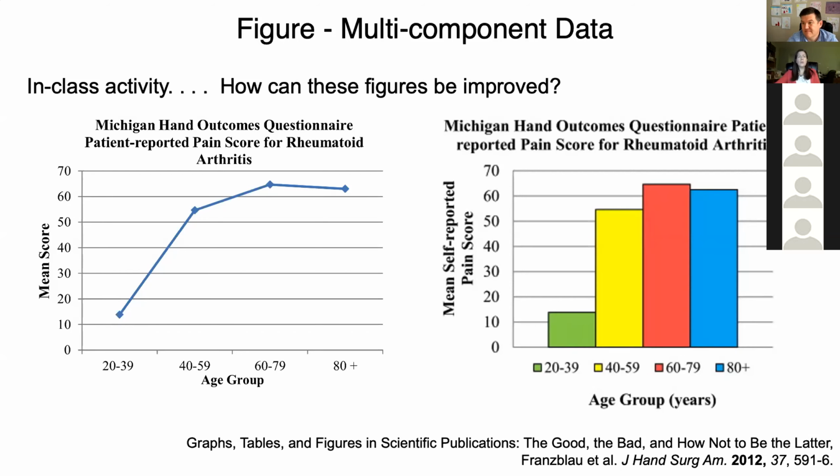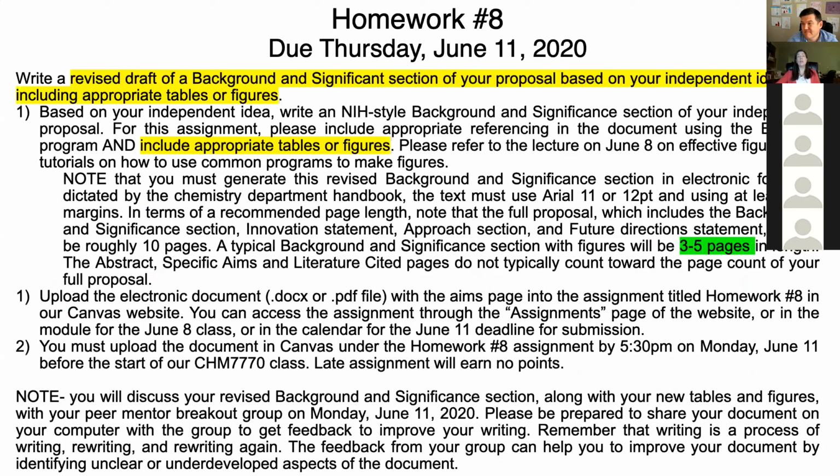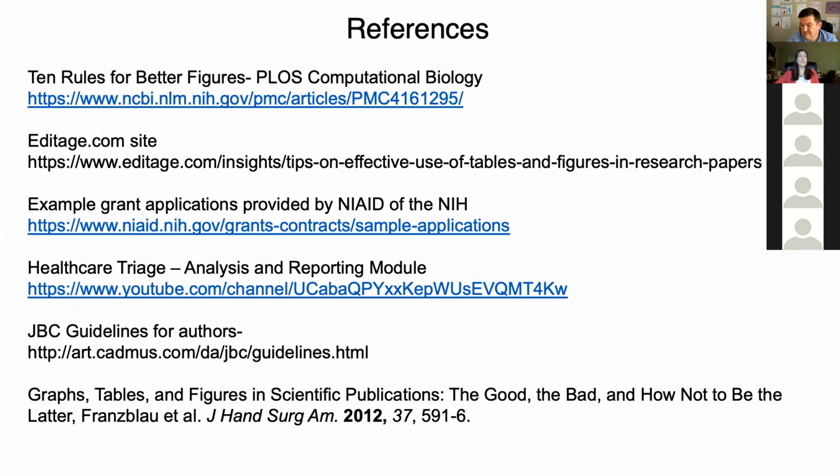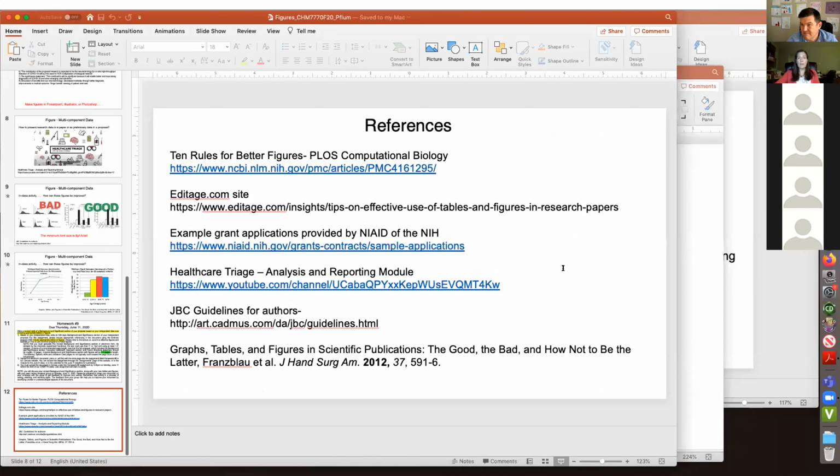Okay, so with that, let me end by saying that your next homework assignment is to take that same background and significance section that you turned in today and add figures so that you can make the points you're trying to highlight even better. This is of course posted in Canvas, so I won't go through it, and here are your references. I will stop there.